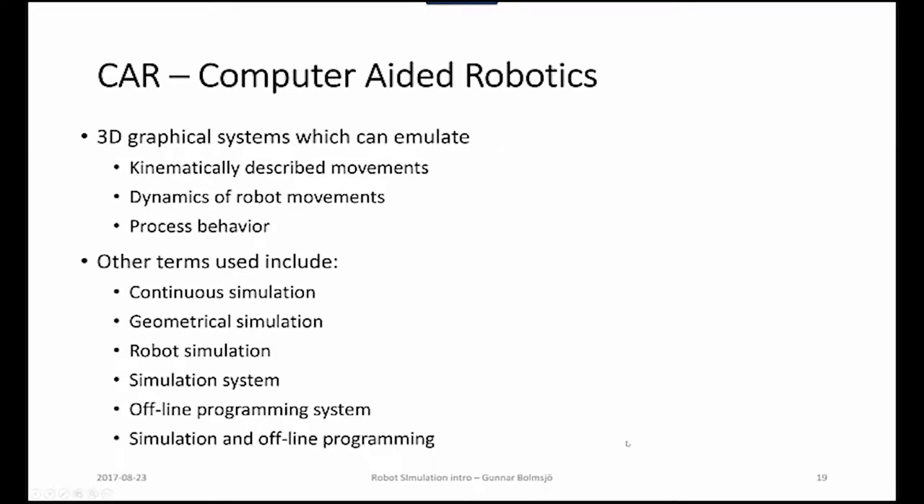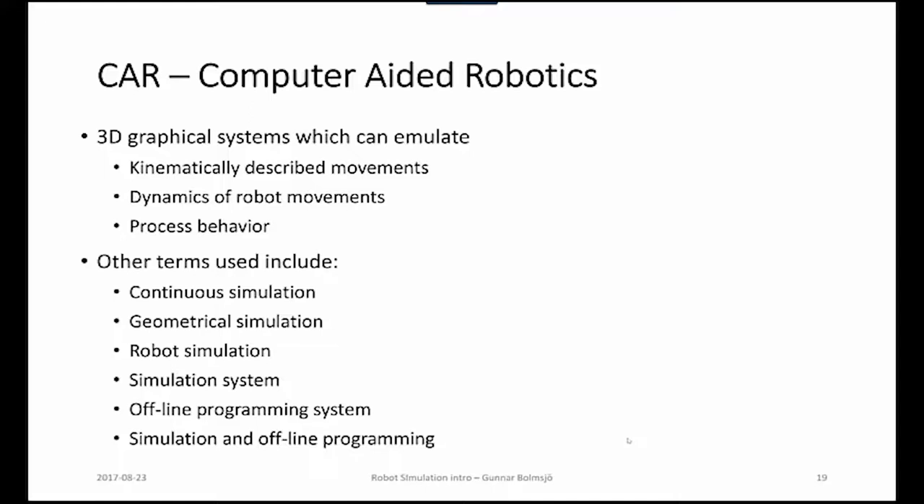When we talk about robotics, we have a CAX acronym, CAR, C-A-R, computer-aided robotics. If you search on the internet, you might find things using CAR related to 3D graphical systems, which in this case can emulate kinematically described movements, like robots, of course, dynamics of robot movements, and process behavior, meaning the process the robot is actually performing, which could be assembly, machine tending, or processes like spot welding, arc welding, gluing, sealing, polishing, deburring, whatever, actually. And those processes have to be controlled in different ways.